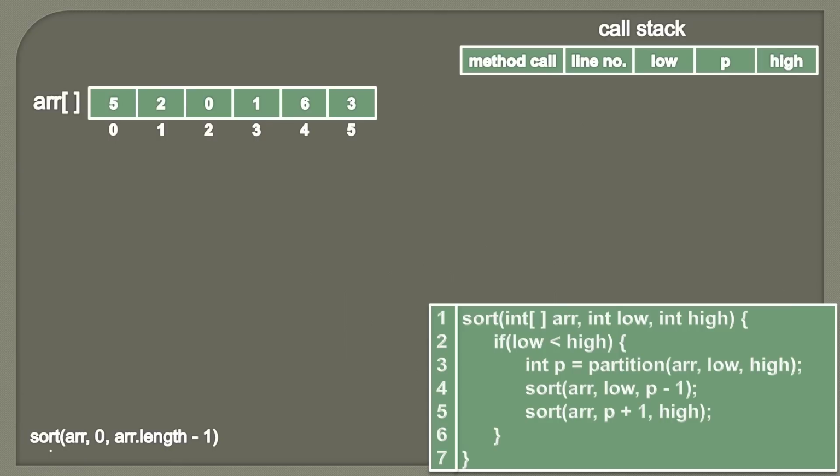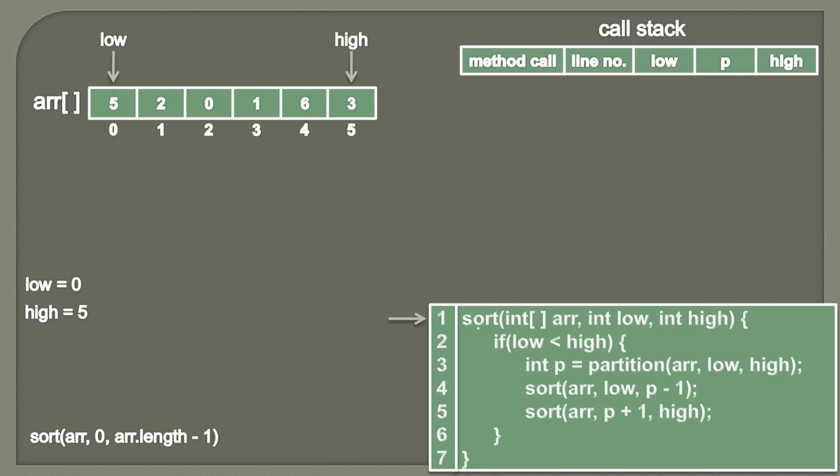So when we call the sort method, we will pass in the array. The low will be 0 and high will be array.length - 1, which is the last index. So low is 0, which is pointing to index 0. High is 5, which is pointing to the last index. So we are telling that we need to sort this array completely from index 0 to index 5.